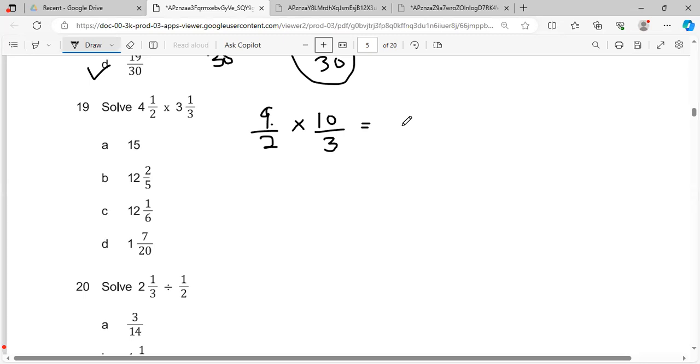So now you have to cancel. 3 into itself goes 1 time, and 3 into 9 goes 3 times. 1 time, and 2 into 10 goes 5 times. Then you multiply everything. 3 times 5 is 15 over 1, which is also known as 15. Correct.